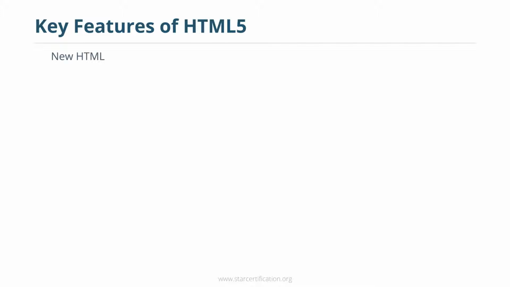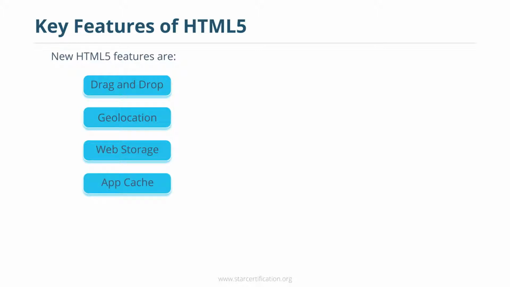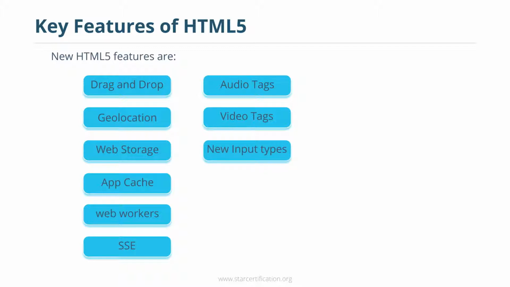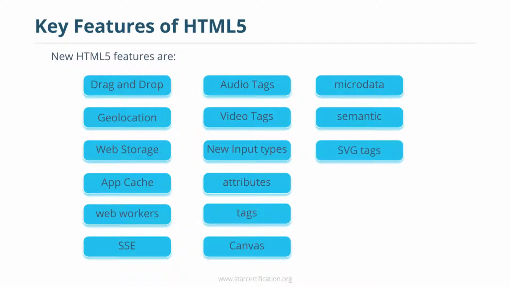Let us now discuss some key features of HTML5, such as drag and drop, geolocation, web storage, app cache, web workers, SSE, audio tags, video tags, new form input types, attributes, tags, canvas, microdata, semantic, and SVG tags.